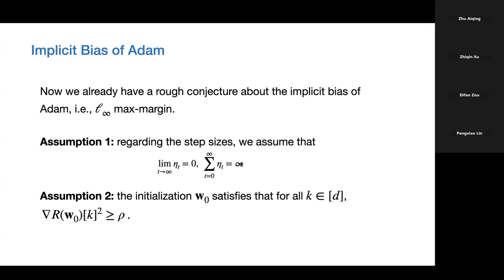The second assumption is about initialization. This is because we have some normalization in the denominator. If for some bad initialization the denominator is very small, we will have some instability, and that is not something we want to happen.